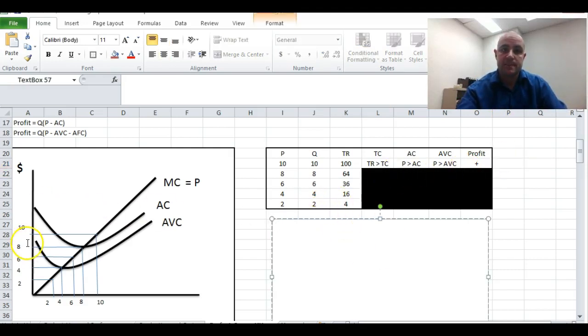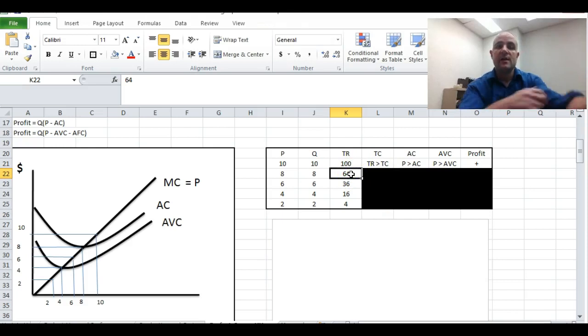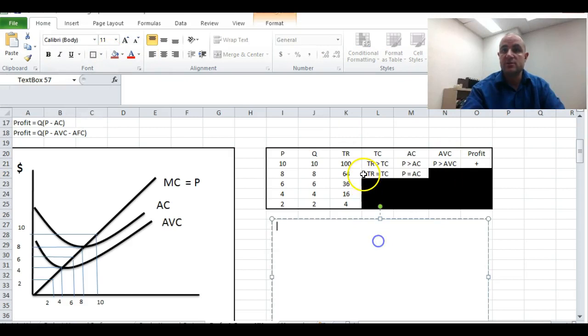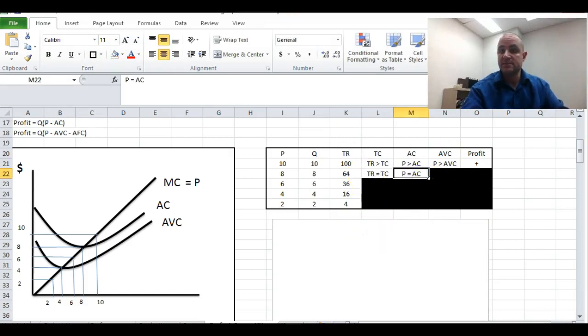So the next one, when the price is 8, quantity is 8, total revenue is 64. Now, at this quantity of 8 here, because again, marginal cost dictates the price. When the quantity is 8, we're at this point here. At this point, the price is going to equal the average cost. And so because price equals average cost, total revenue equals total cost. Now, price is still greater than average variable cost here, because at 8, here's your price, here's your average variable cost.